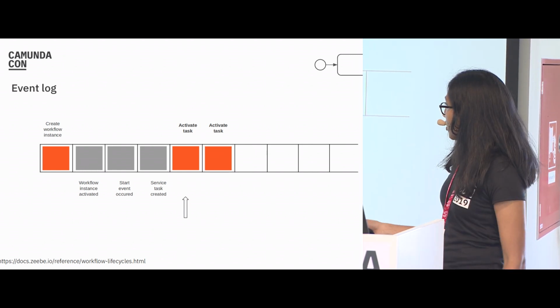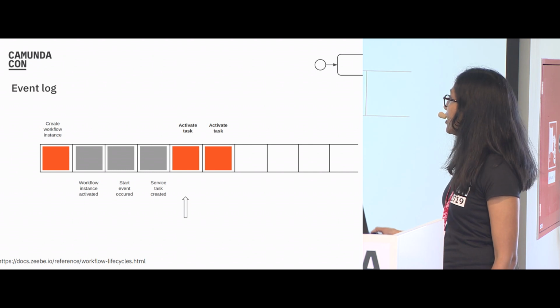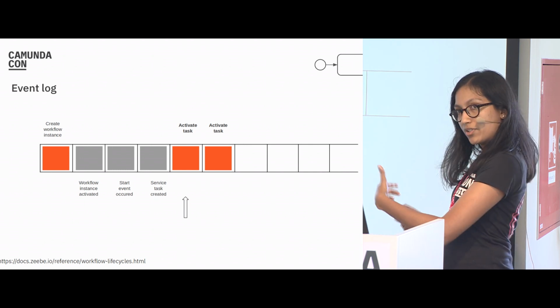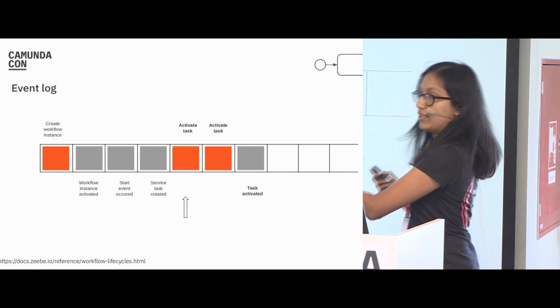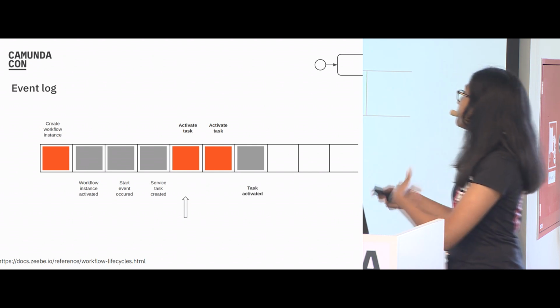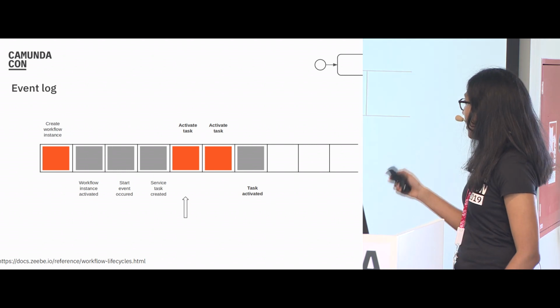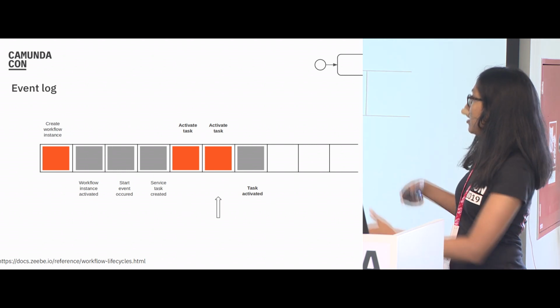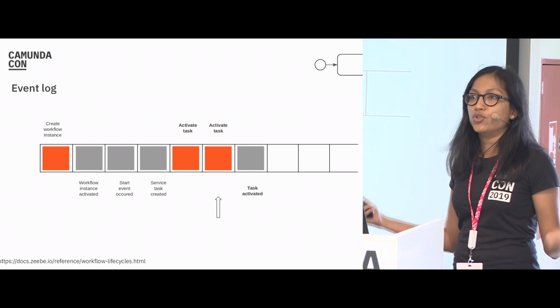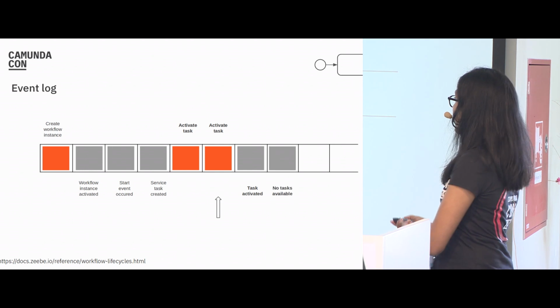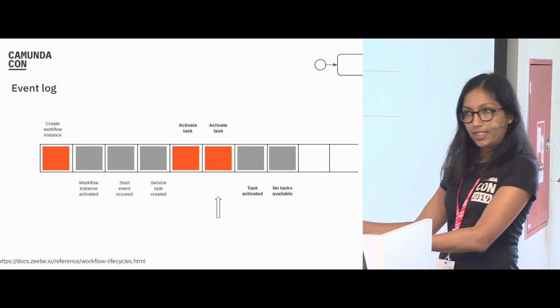So the workflow processor is here now. It first reads the first command and processes it, and it says, okay, there is one job available, so you can activate the task. Then it goes to the next command and processes it, and it sees that the task is already activated and there is no new task. So it says, okay, no task available, please try later.